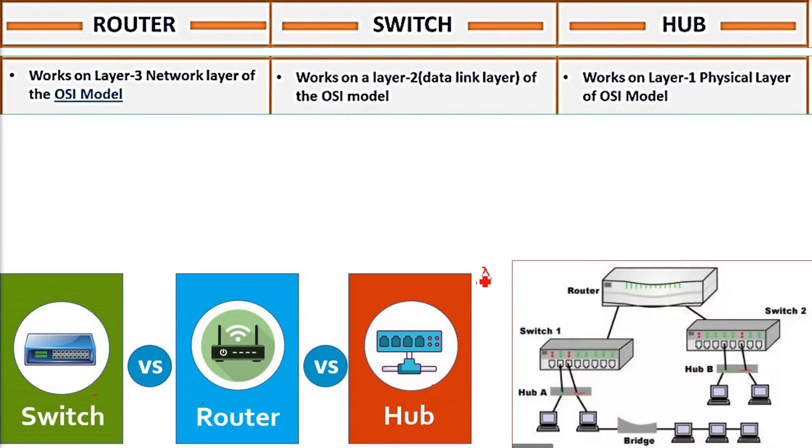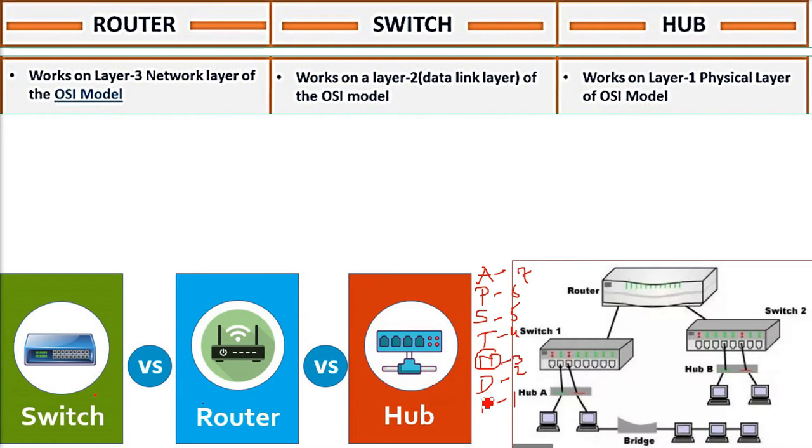Let me tell you first. Let me write the different layers. Physical, data link, network, transport, session, presentation and application layer. So these are the ISO OSI layers. The router works on the network layer, that is layer 3 of the ISO OSI model. So it is working on layer number 3. The router has got its name from route, that is, sending the packets from one place to another. Switch works on layer 2.